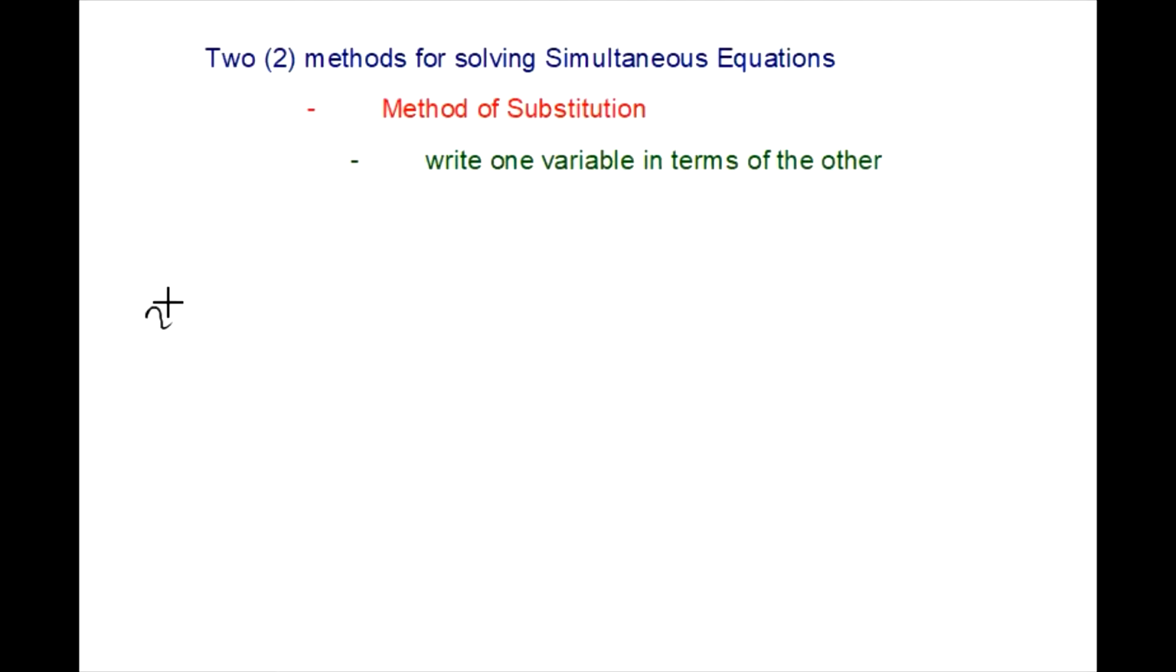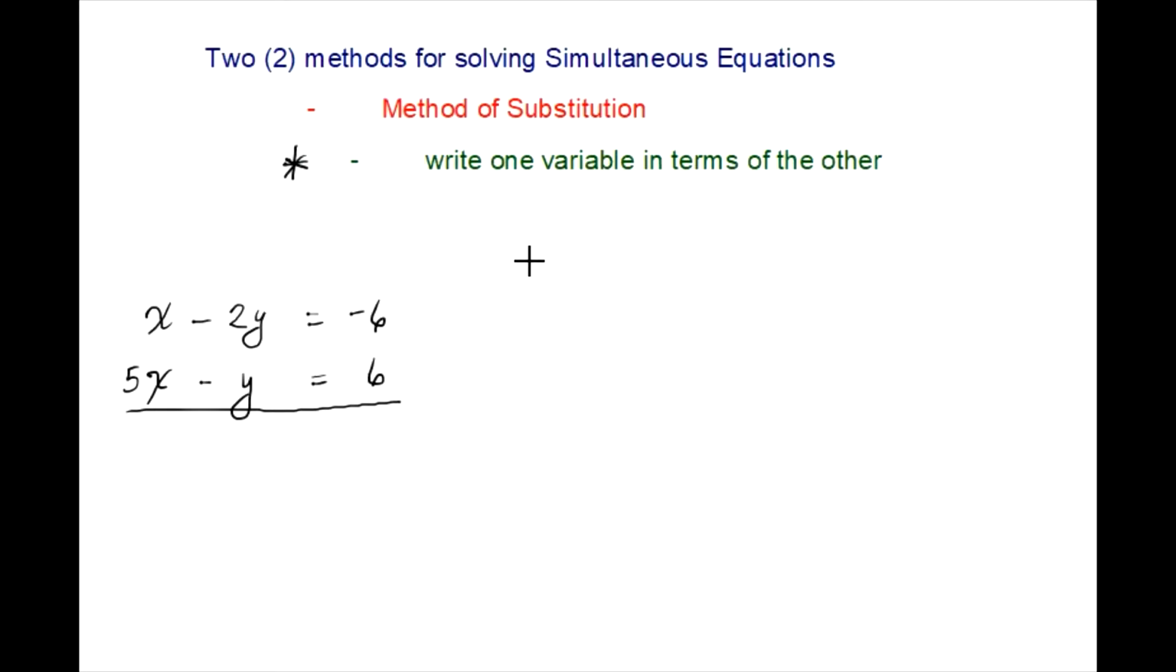So I had x minus 2y is equal to minus 6. And then I had 5x minus y is equal to 6. So again, this is a system of equations, okay? Simultaneous equations. So take a look right here. What am I trying to do? I'm trying to write one variable in terms of the other. Let's make some sense out of that.